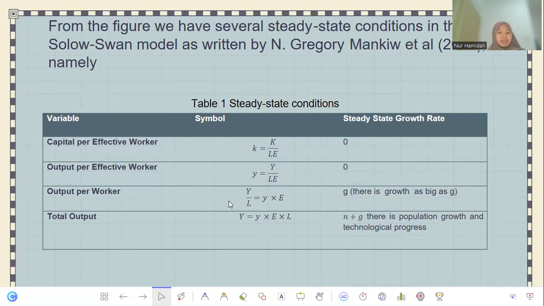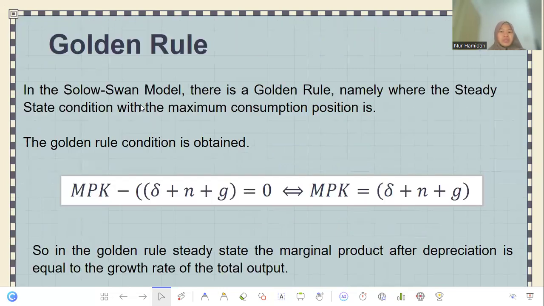We have the symbol in here: Y small times E times L, whereas the steady state growth rate is N, the population, plus G, the technological progress. There is population growth and technological progress. So after we talk about steady state, the next step is the golden rule.